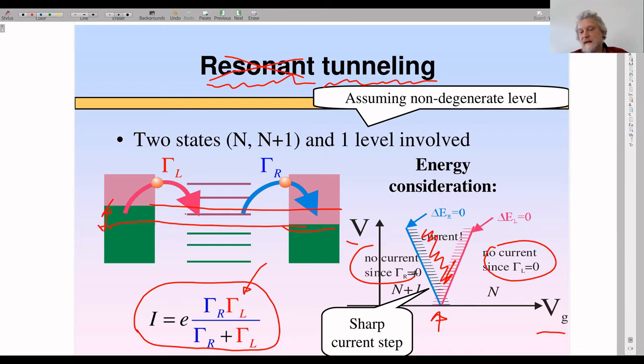So what is an interesting feature here? This is a sharp current step. The voltage on the y-axis is the transport voltage, so this particular voltage. So one can shift with gate voltage the system of the levels, one way to align, and also one can increase the energy strip available for tunneling. So there will be a plane of two voltages. So the current step is sharp.